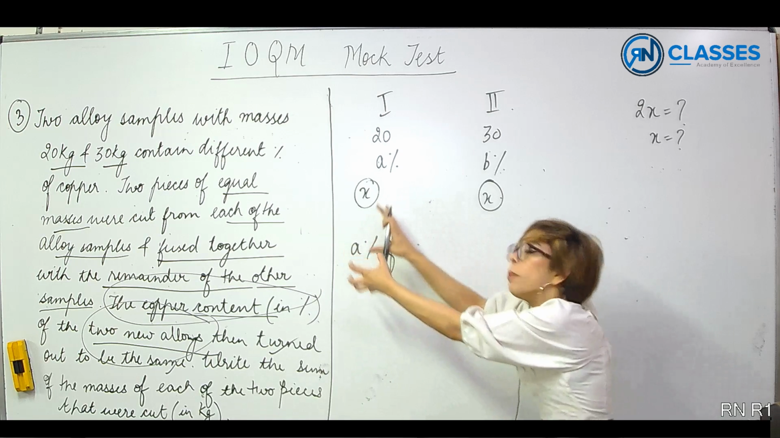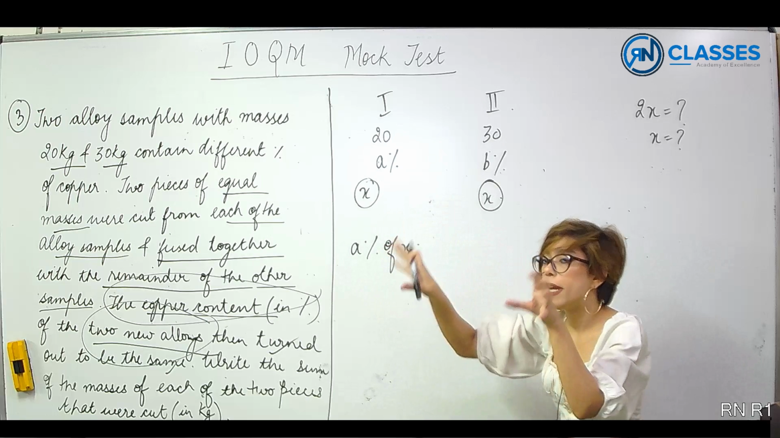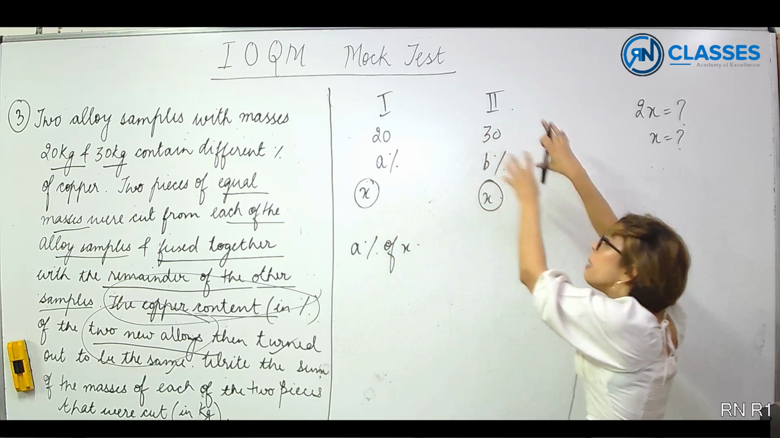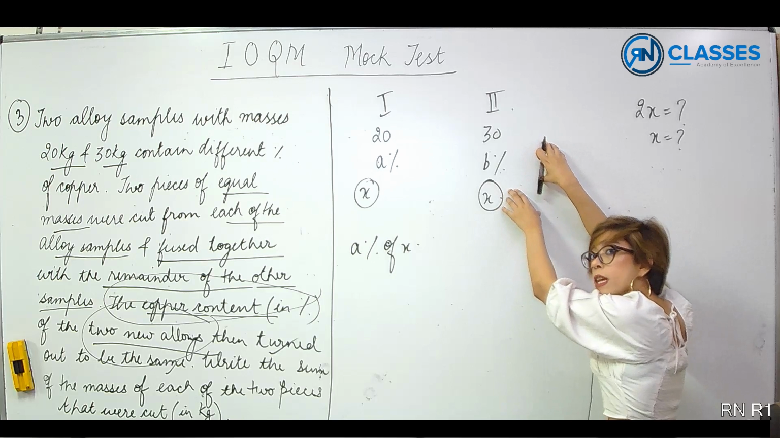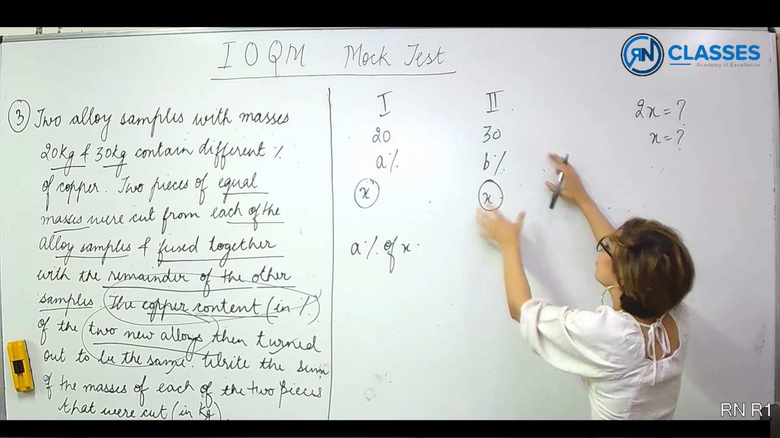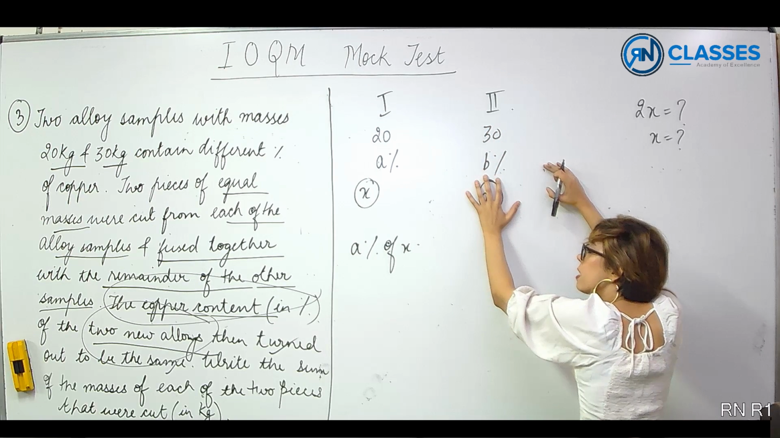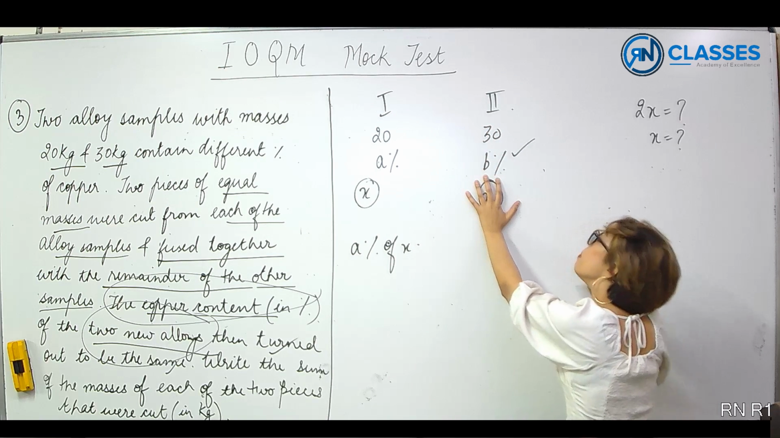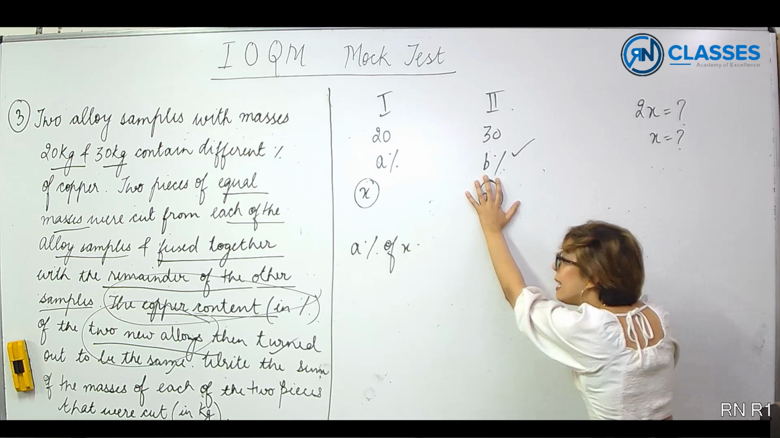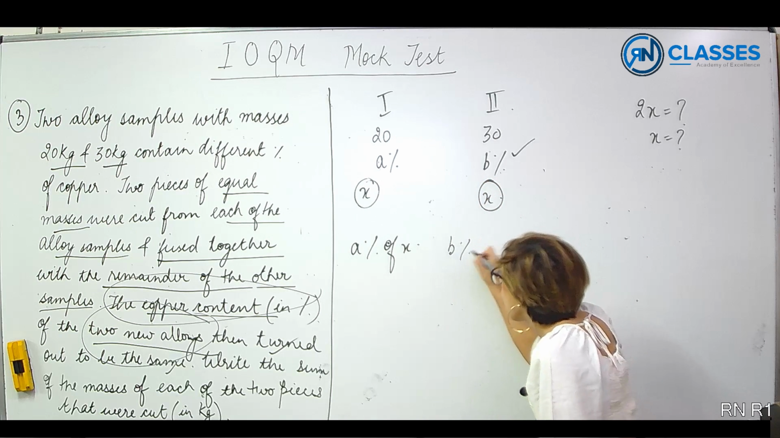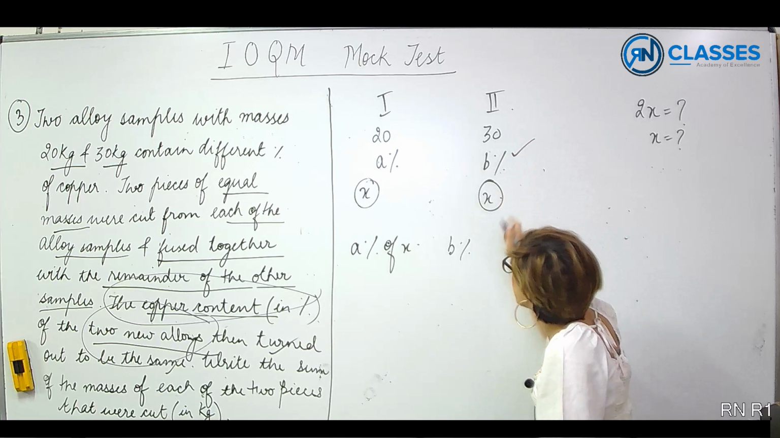Right? This copper, I am just talking about copper content now. From the remaining part of this sample, I need my copper. Now, remaining part. Obviously, I have taken x. So, that means my remaining part is 30 minus x. Right? And the copper percentage is B%. Now, the copper content is nothing but B% of the remaining one, which is 30 minus x.